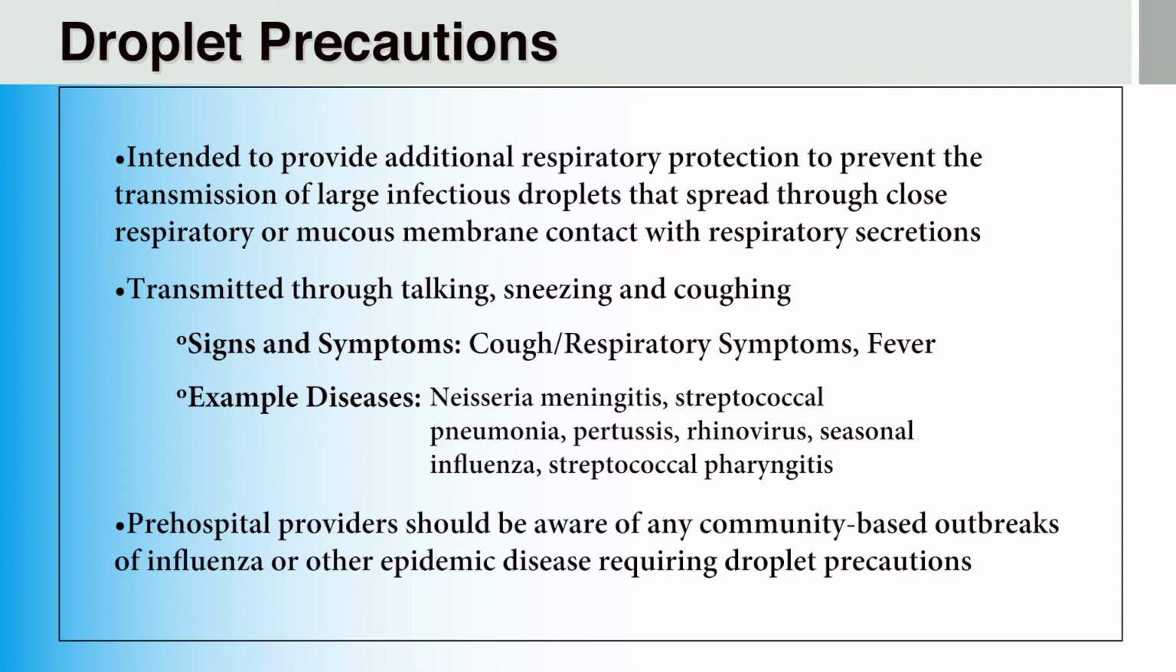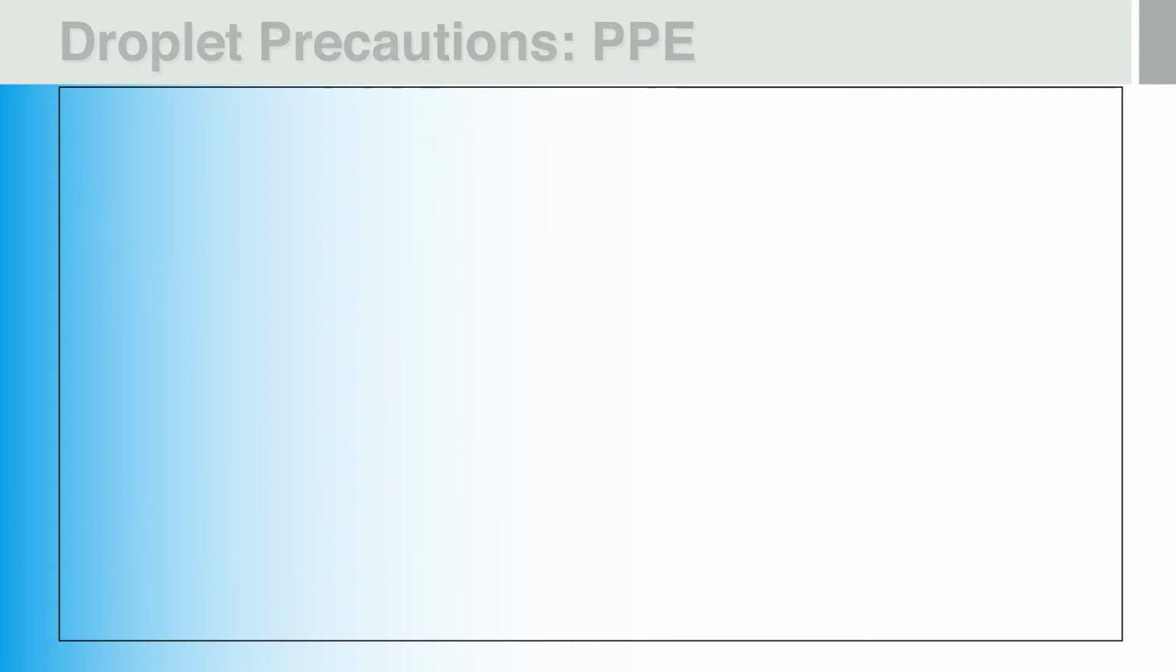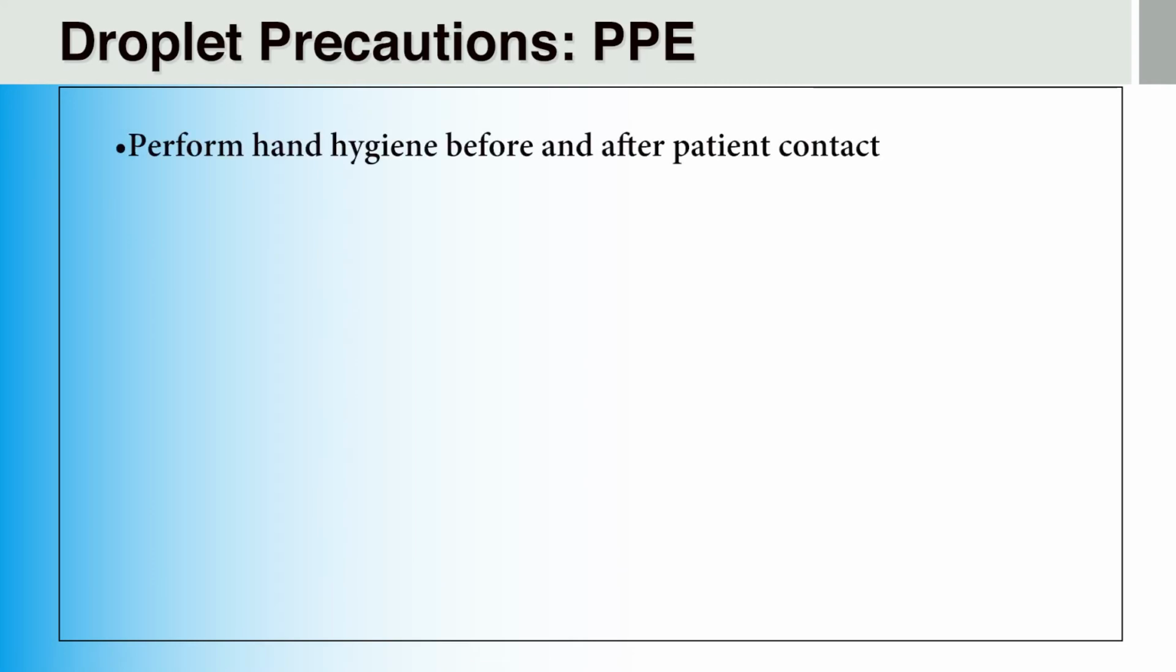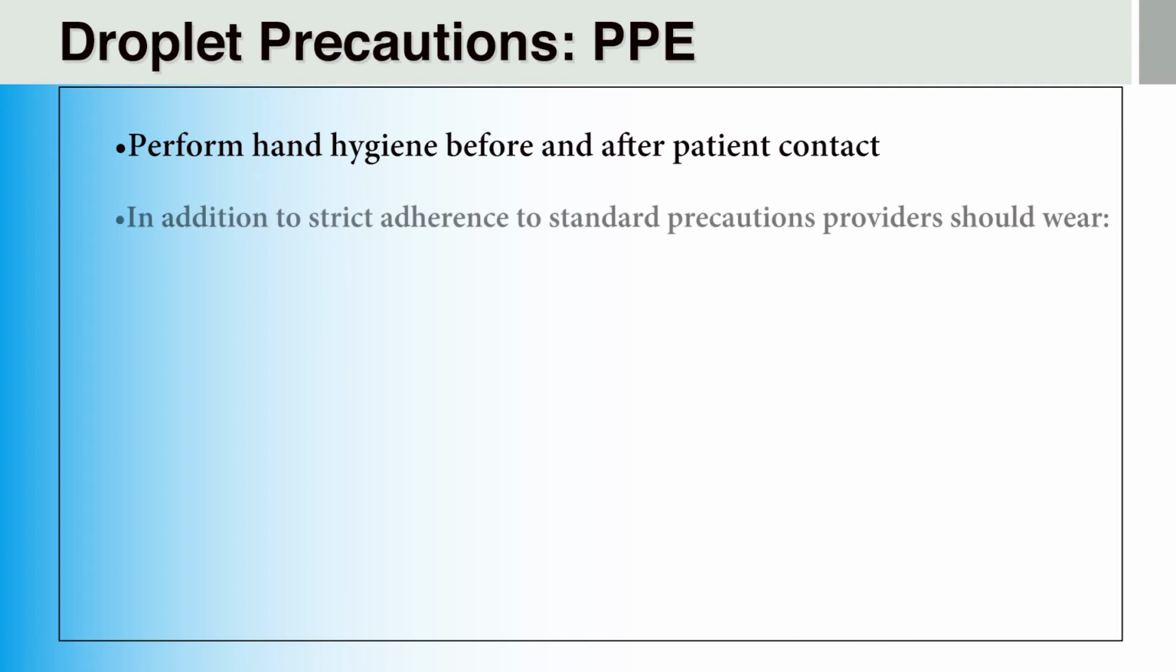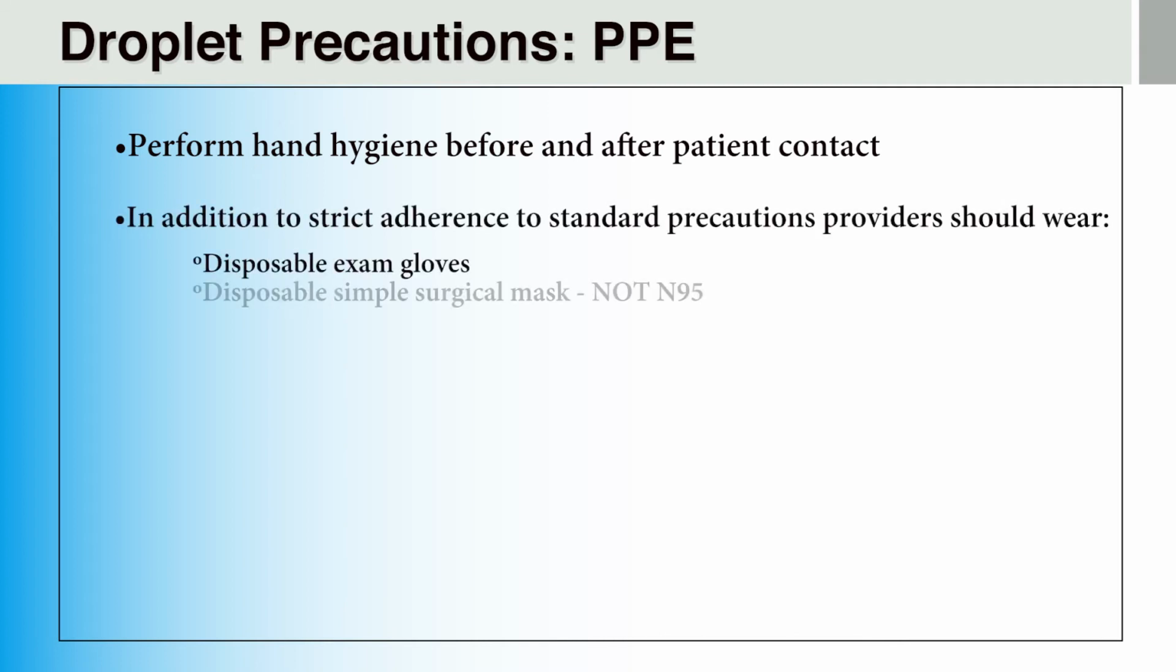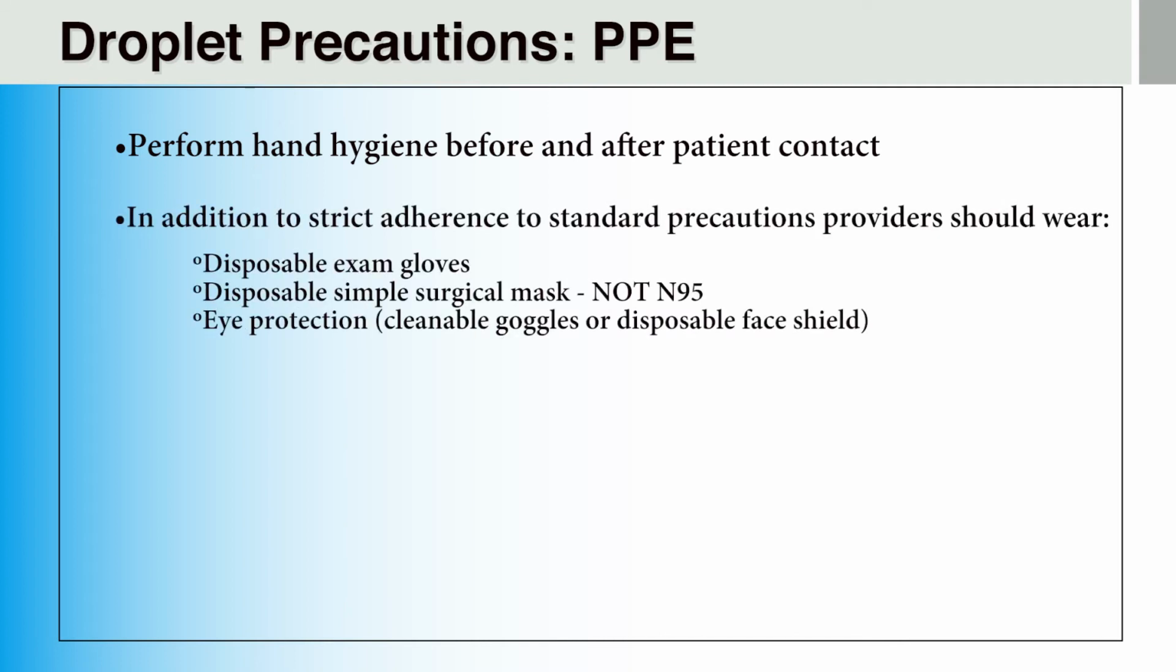Droplet precautions are intended to provide additional respiratory protection against droplet disease transmission from patients to providers. All providers should wash their hands before and after patient contact when able. If soap and water are not available, providers should use alcohol-based hand sanitizer. Droplet precautions include gloves, a face mask, and eye protection. Some jurisdictions may include a gown for droplet protection.